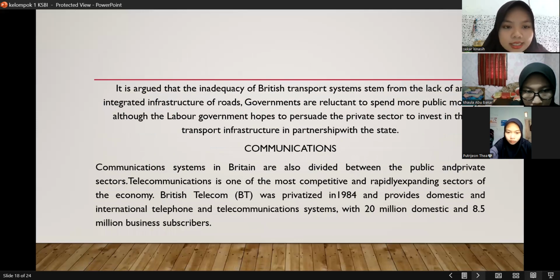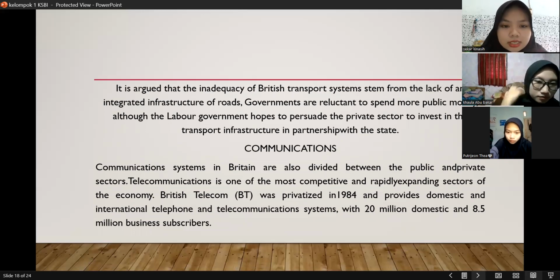In short, it is argued that the inadequacy of British transport systems stems from the lack of an integrated infrastructure of road and rail. Government and regulators should spend more public money. Also, the Labour government hopes to persuade the private sector to invest in the transport infrastructure in partnership with the state.